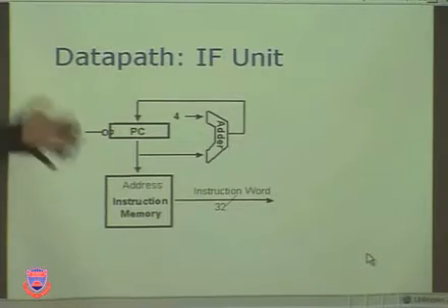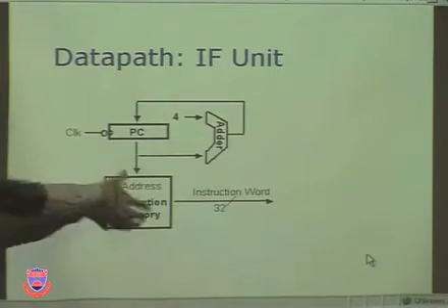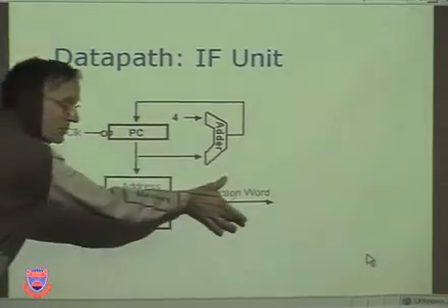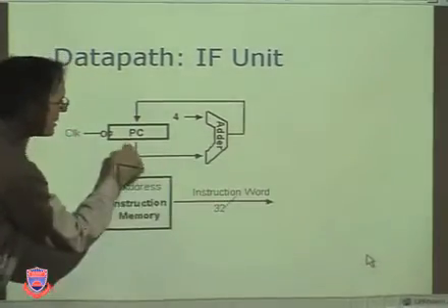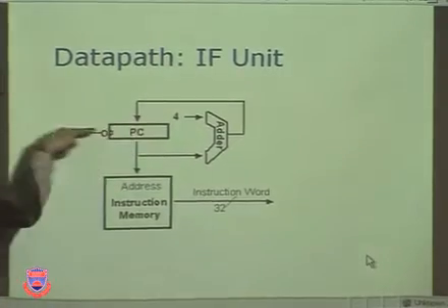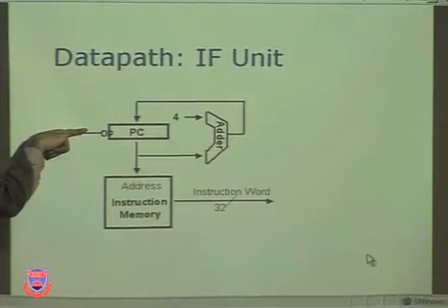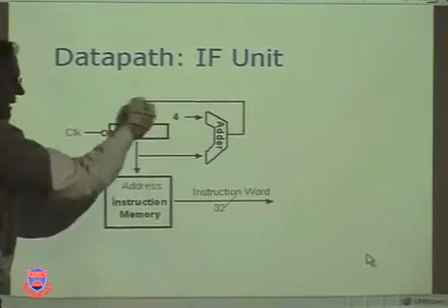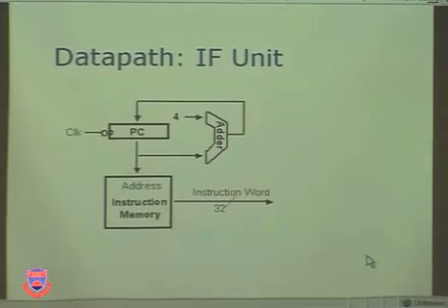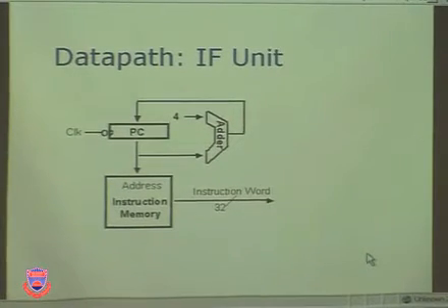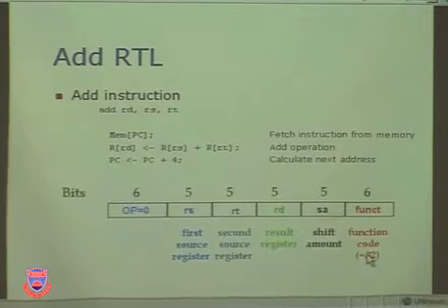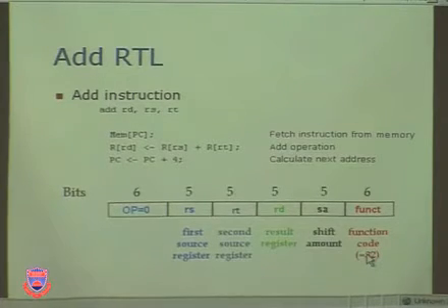So that means that we need hardware that does this. Here's my instruction memory. Here's my PC. The PC goes to it, and out comes the instruction word. But the PC also goes to an adder where it gets 4 and becomes the new PC on the clock edge. Okay? So PC update and fetch of instruction are done with this hardware. Are there any questions about that hardware? Okay. Let's go on.